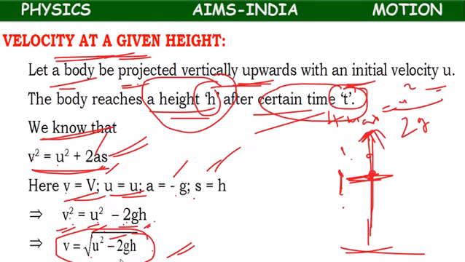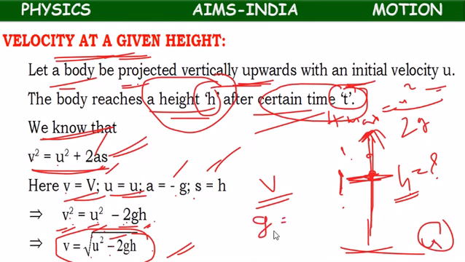Means if you want to find velocity at a certain height, we want to know that height, at what height we need the velocity. Along with that, we need to know with what velocity we are throwing it up. The g value is constant, 9.8 or 10. If you know these three values, we can find velocity at a certain height.